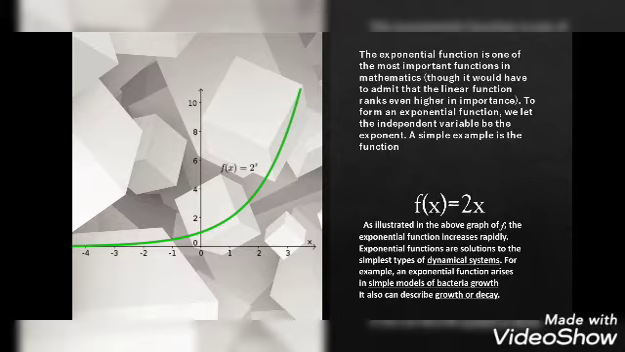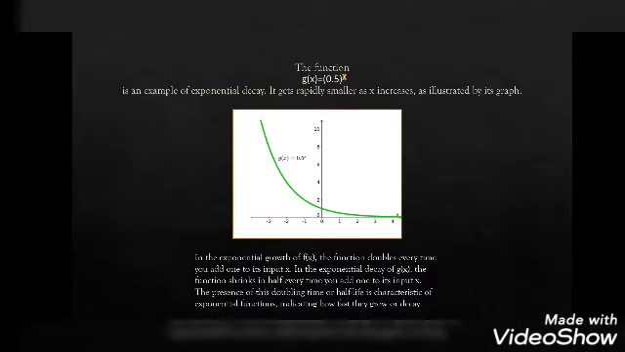Exponential functions are solutions to the simplest types of dynamical systems. For example, an exponential function arises in simple models of bacteria growth. It also can describe growth or decay. The function g(x) equal to (1/2)^x is an example of exponential decay. It gets rapidly smaller as x increases, as illustrated by its graph.